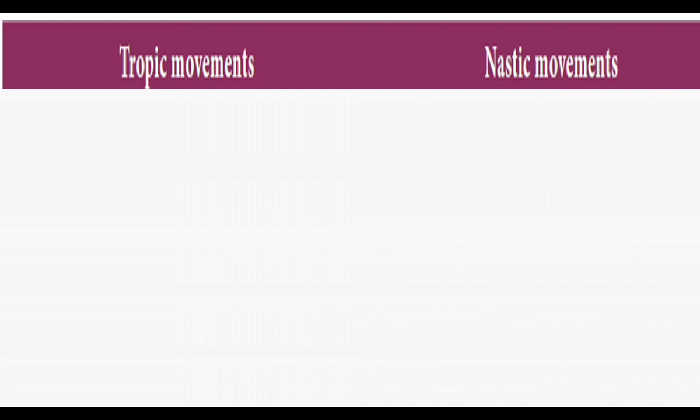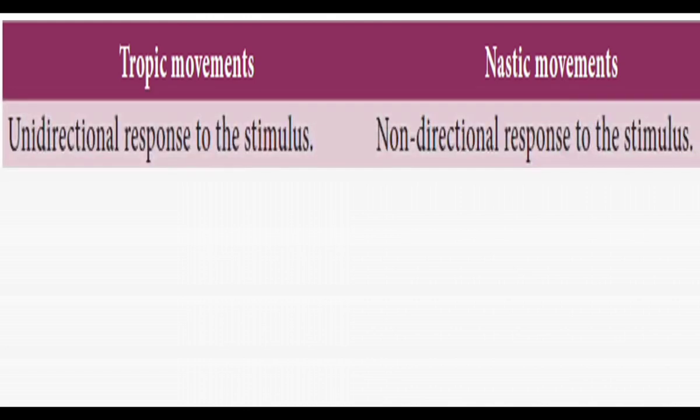Now let us see the differences between tropic movements and nastic movements. Tropic movements are unidirectional response to the stimulus. The response is towards the direction of the stimulus. Nastic movements are non-directional response to the stimulus. Stem grows towards the light. Root grows towards the water. So tropic movements are directional responses. Nastic movements are non-directional responses.